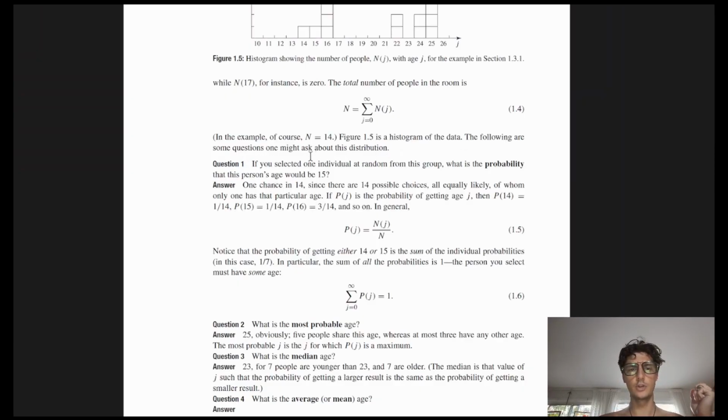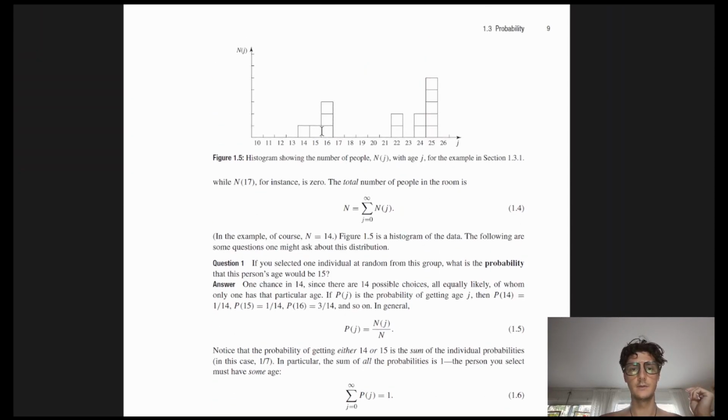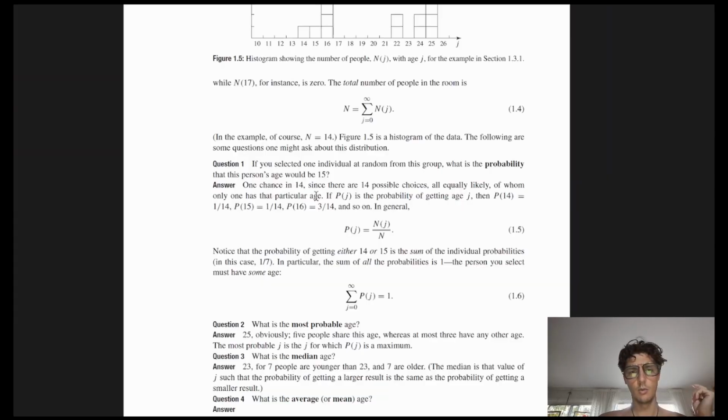The following are some questions one might ask about this distribution. Question 1. If you selected one individual at random from this group, what is the probability that this person's age would be 15? One person out of the 14 in the room. One chance in 14, since there are 14 possible choices, all equally likely, of whom only one has that particular age. If P of j is the probability of getting age j, then P of 14 is equal to 1 over 14.